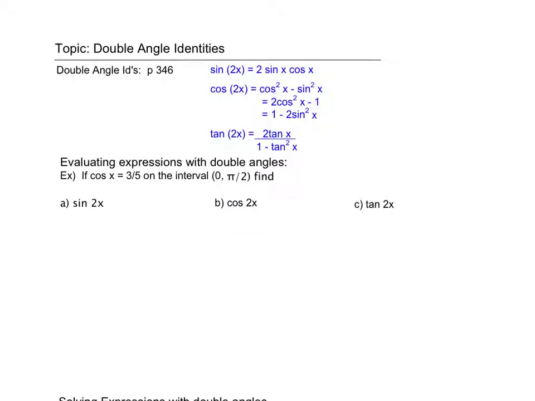So we're still looking at different types of identities. The next type of identity we're going to look at are double angle identities. So if you have sine of 2x as opposed to sine of x, so we basically are doubling the x, cosine of 2x or tangent of 2x. So the identities are listed here.